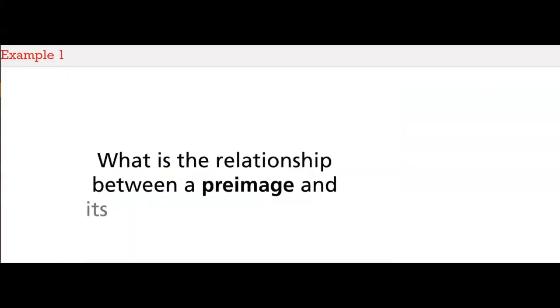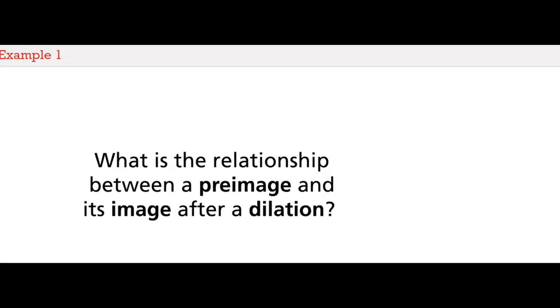What is the relationship between a pre-image and its image after a dilation? Think about this question during the lesson.